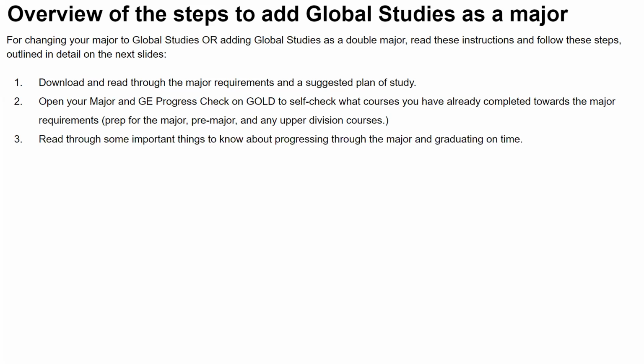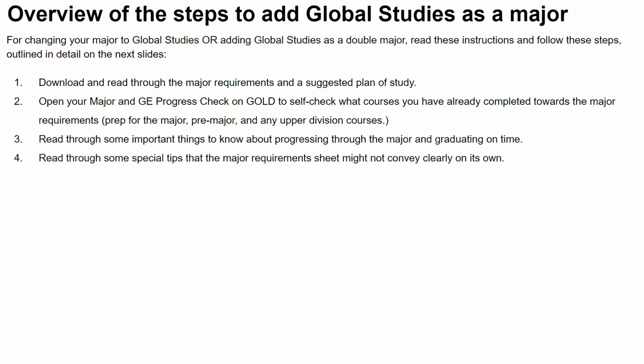And then you'll read through some important things to know about progressing through the major, graduating on time, just some notes on the timing. You'll hear about some special tips that the major requirement sheet might not have clearly stated on its own. Sometimes you will not know all of this information until you get started in the major, so it's nice to know it when you're changing your major. And then you'll get an overview of the paperwork that you'll fill out.